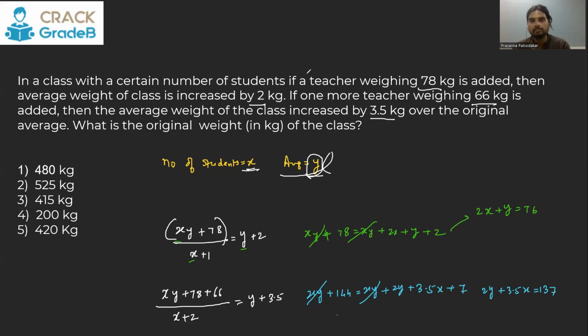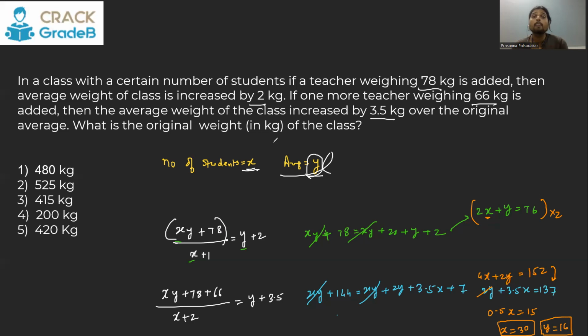Now we have to eliminate X or Y. So we can just multiply this with 2 and the equation becomes 4X plus 2Y is equal to 76 into 2, 152. And then we can subtract it from this. So that will get cancelled. 4X minus 3.5X, that is 0.5X, will be equal to 15. That gets us X is equal to 30. So if X is 30, you can put it here. Y is going to be 16.